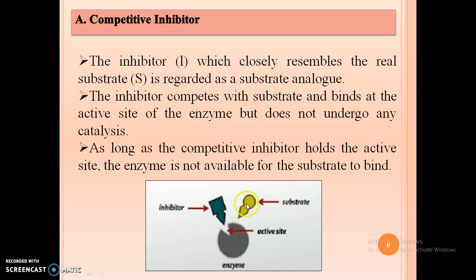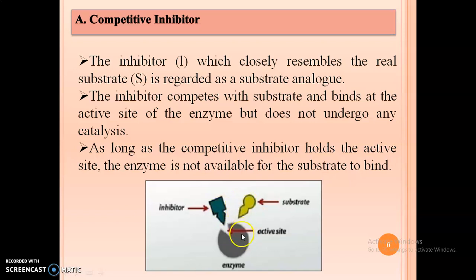The first factor is the concentration of the inhibitor and the substrate. If the concentration of substrate is more, it will bind more to the enzyme. If the concentration of inhibitor is more, the inhibitor will bind more to the enzyme. So based on the concentration of inhibitor and substrate, the winner will be decided. Whether inhibitor will bind or whether substrate will bind depends on its concentration, right?